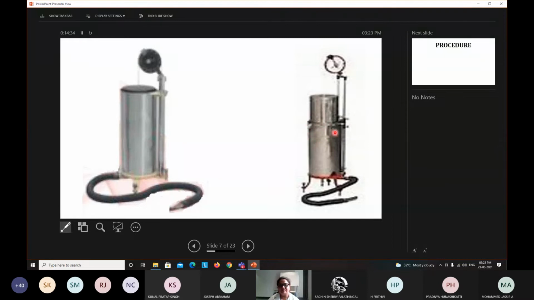Three-fourths of it is filled with water, the purpose of which is that it acts as an air seal and also allows smoother movement of this particular bell, which is moving up and down. It is exactly like this. The bell moves up and down with the air.